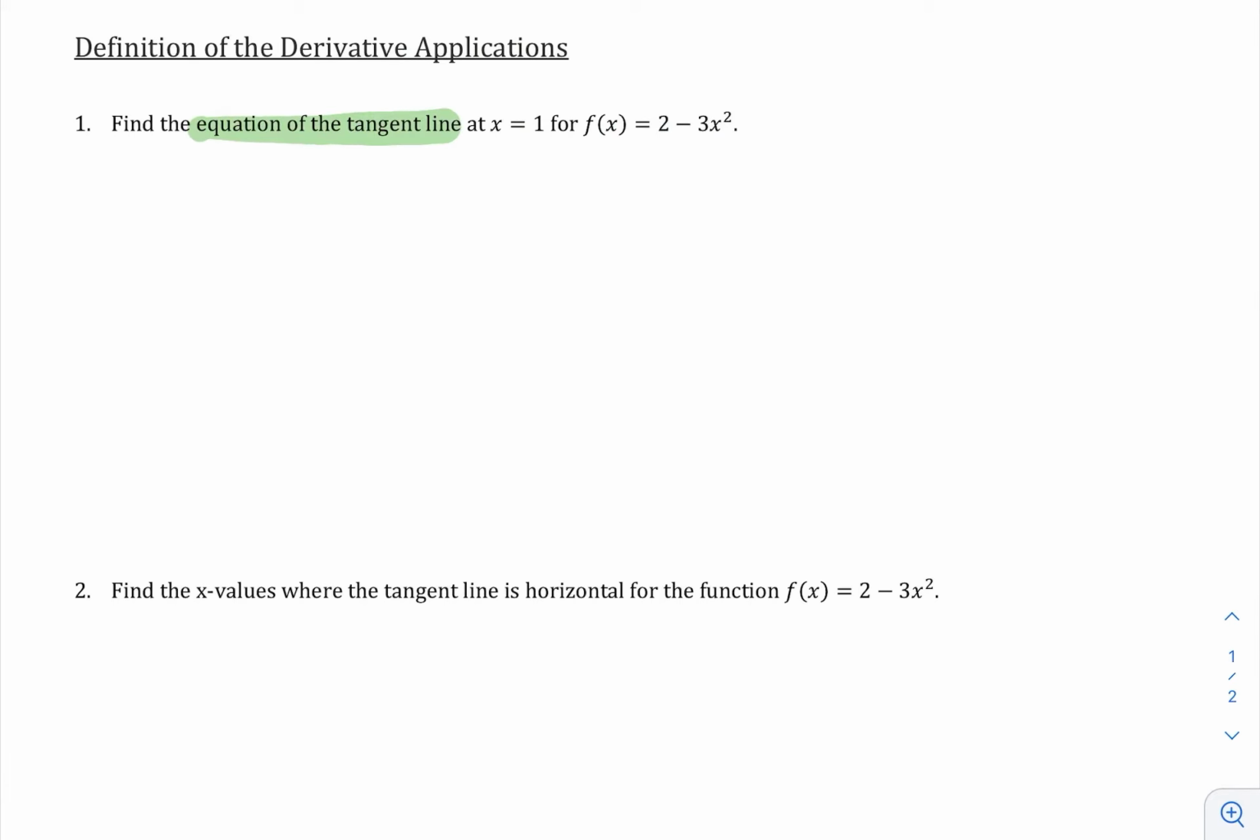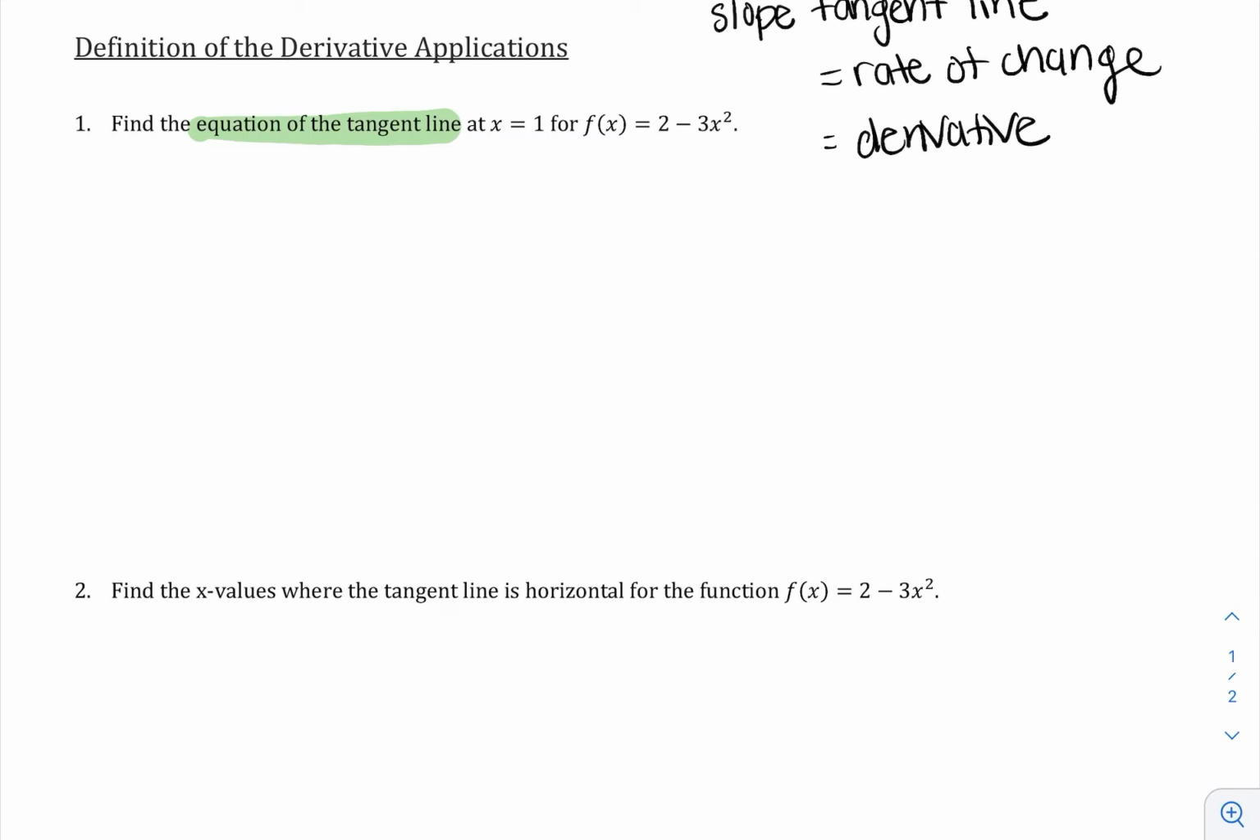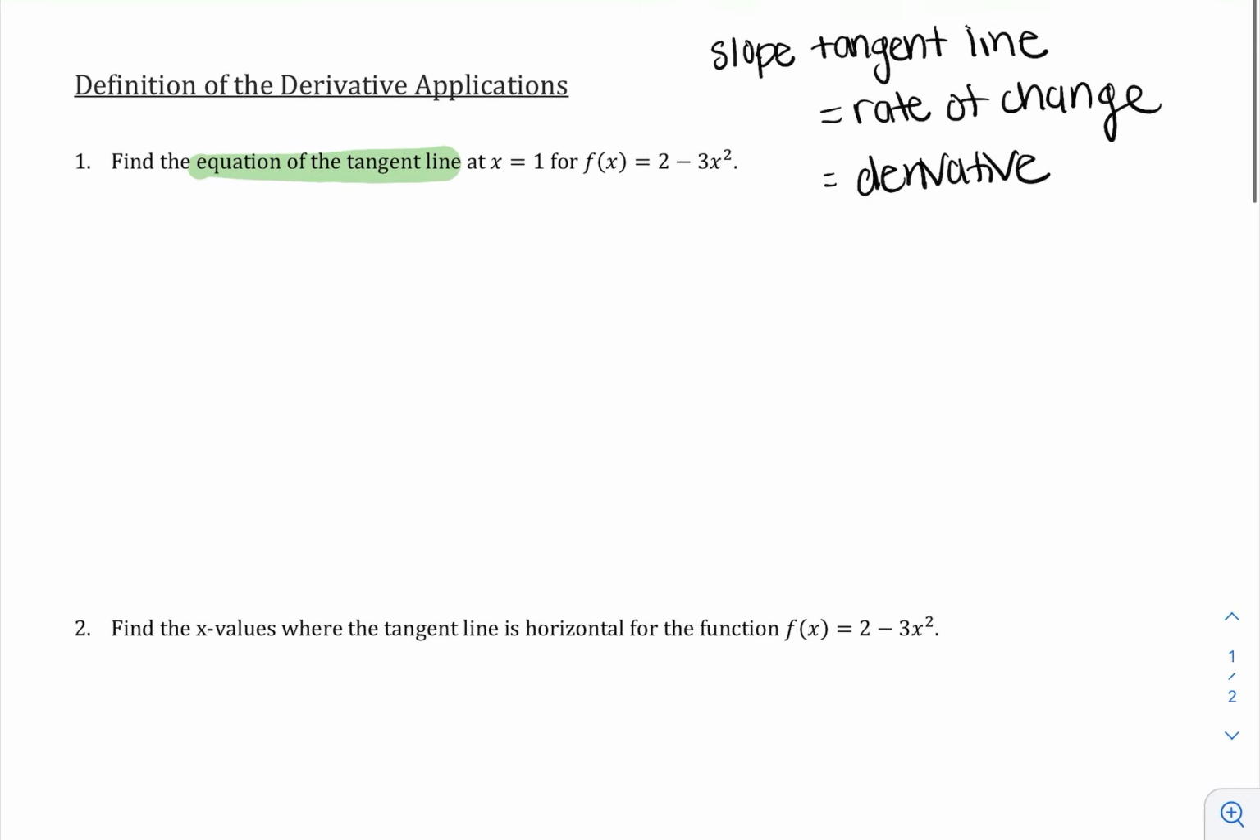Remember that the slope of the tangent line is the rate of change, the instantaneous rate of change. But remember, I don't have to write that, it's assumed, which is the derivative. So when you're trying to find the equation of the tangent line, you need to find the derivative because the tangent line is associated to the derivative. So the first thing we're going to do is find the derivative.